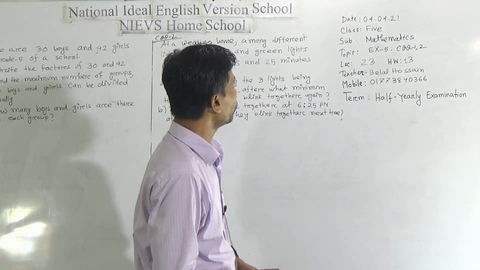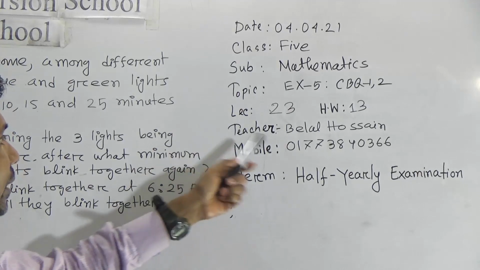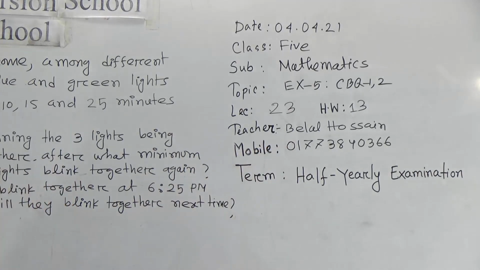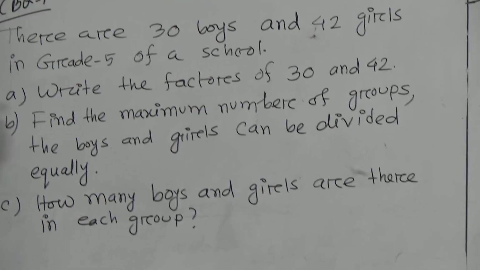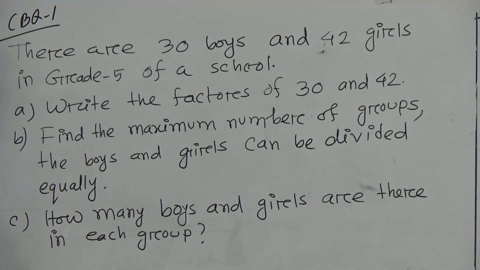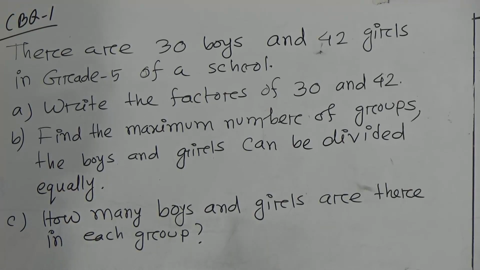Dear student, today our topic is Exercise 5, CBQ 1 and 2, Lesson number 23, page number 13. Today I have selected question number 1, that means CBQ 1, and next CBQ 2. All the questions are taken from your book, from exercise 5. But student, remember, these two questions are not same to same. These two questions are related with the exercise 5. Let's at first read the questions.